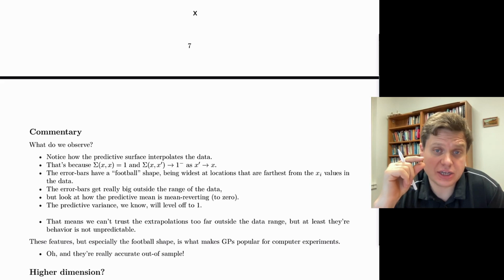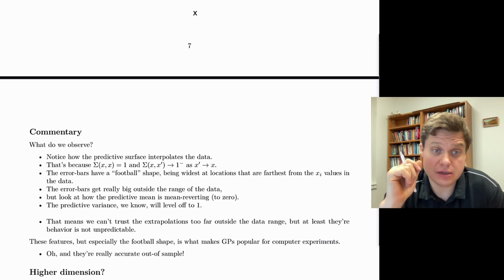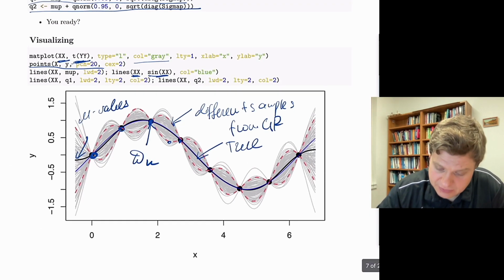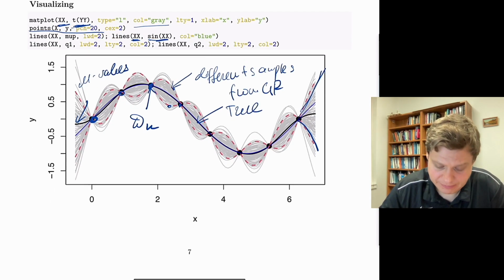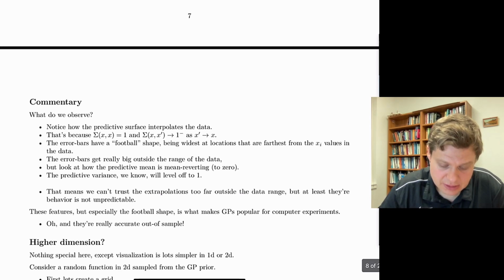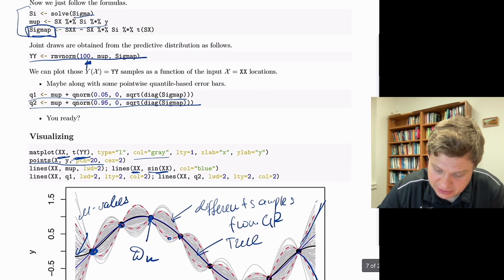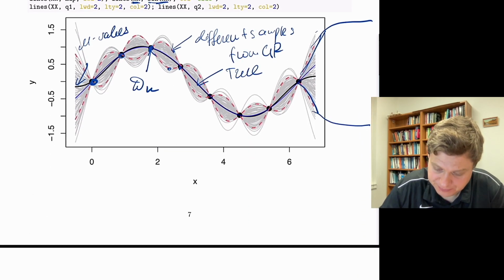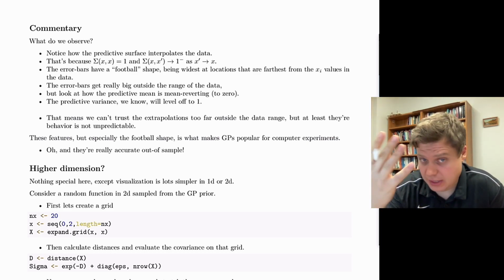They are the widest at locations that are furthest away from the x_i, the observed values. And the error bars get really big outside of the range of the data. So if you see here, they actually grow with the square root of t kind of law. And the predictive variance we know will level at 1. So at some point, it actually will flatten out. So it will be like this further away. And that means that we cannot trust the extrapolations. And the model tells us about that.